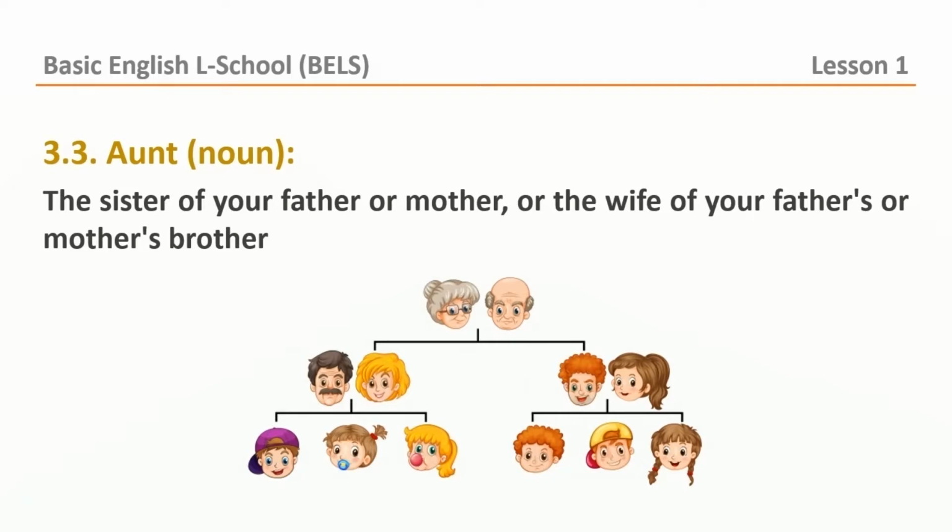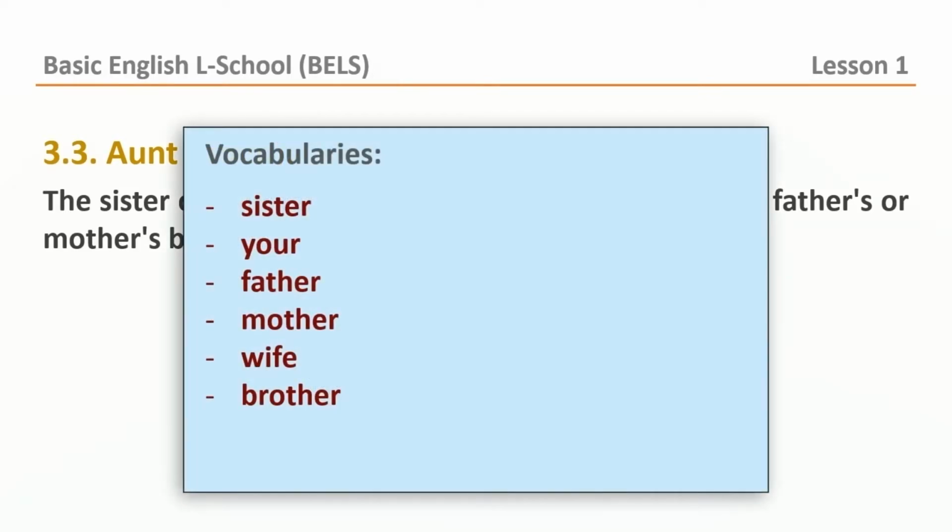Aunt. It's a noun. The sister of your father or mother, or the wife of your father's or mother's brother. The vocabularies: sister, your, father, mother, wife, brother.